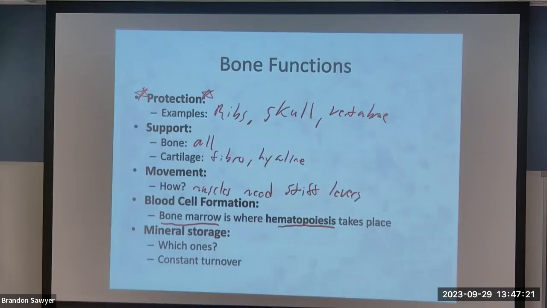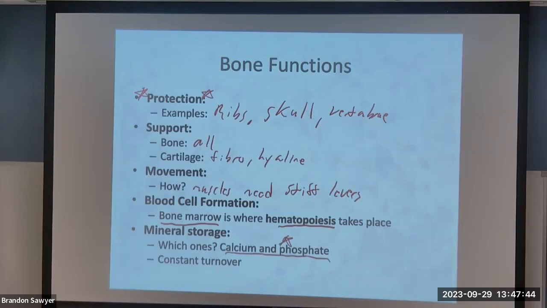Okay, and then mineral storage, right? What's the big mineral you think of when you think of bones? Yeah, calcium, right? It's calcium phosphate that is really the salt we're dealing with. Phosphate's very important as well, right? We talked about phosphate being found in our nucleic acids, especially ATP. It's got 3 of them, right? Our form of energy in the body.